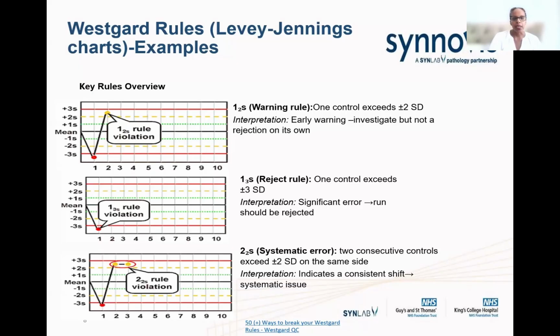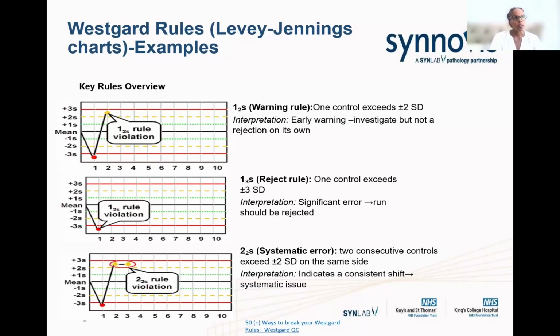What do the violations mean? When you're looking at a value that's gone beyond the 2SD marker, which is the yellow warning, that's an early warning sign, and you will investigate but not reject the results. Where you can see your QC mark has gone outside 3SD, that is an error which you need to reject before running patient samples.